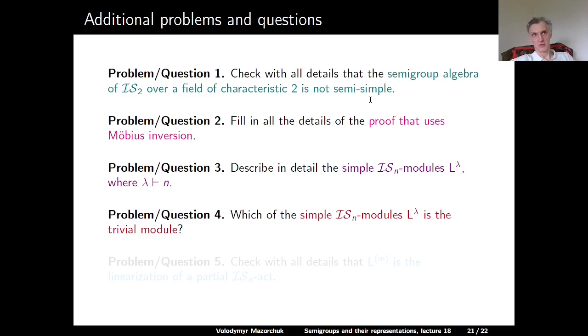Problem question 4. Which of the simple IS_n modules L^lambda is the trivial module? So one module over any semigroup which is simple is a one-dimensional trivial module. For which lambda do we get L^lambda isomorphic to the trivial module? And problem question 5. Check with all details that L^(m) is the linearization of a partial IS_n action.